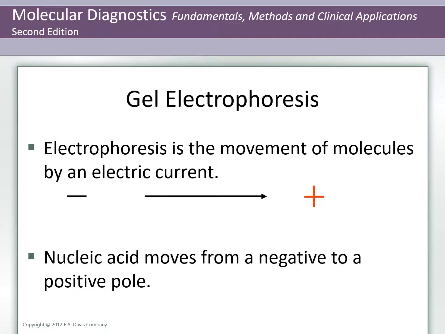So we've already touched on electrophoresis, but here we'll go into it in a little more detail. So electrophoresis is the movement of molecules by an electric current. So nucleic acids move from a negative to a positive pole. It can occur in a solution, but it's practically done in a matrix to limit migration and contain the migrating material. Electrophoresis is routinely applied to the analysis of proteins and nucleic acids.